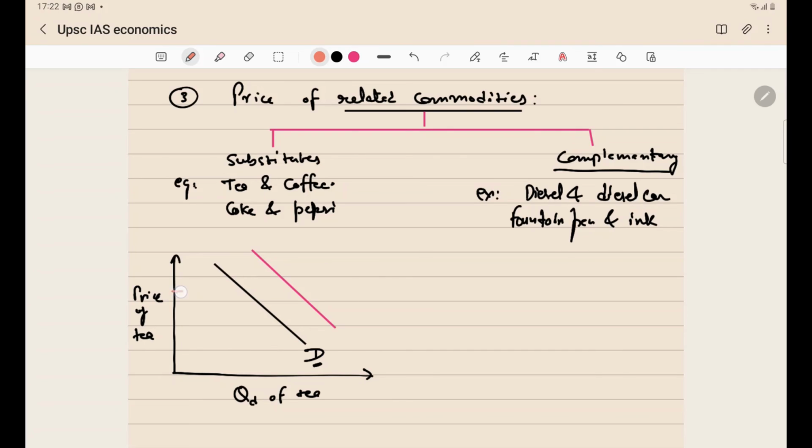Now suppose that at this price the person is buying this much quantity, and if the price of coffee increases, then at the same price the person will buy more tea. So there is a rightward shift. Similarly, all these points will shift right. At different price level, different quantity of tea was being demanded, and due to increase in the price of coffee, all these points will shift to the rightwards.